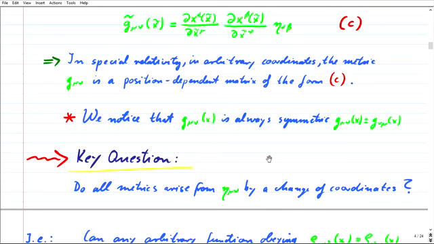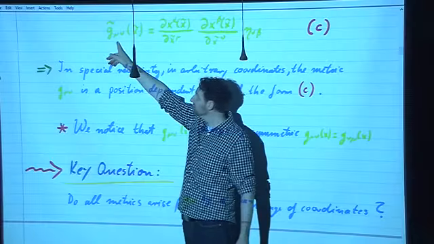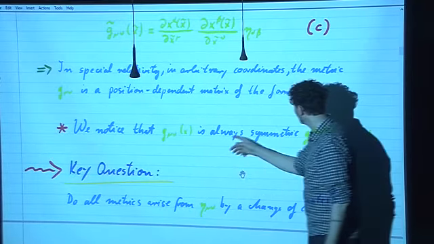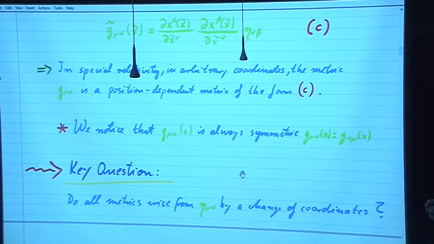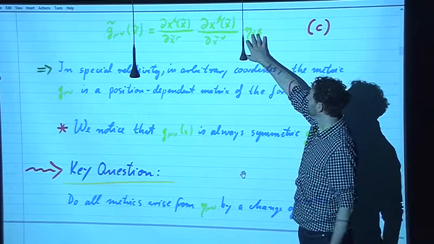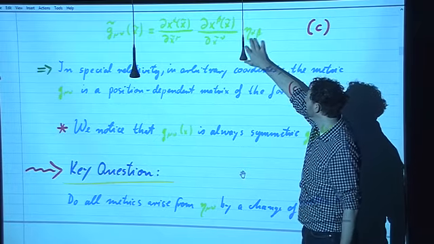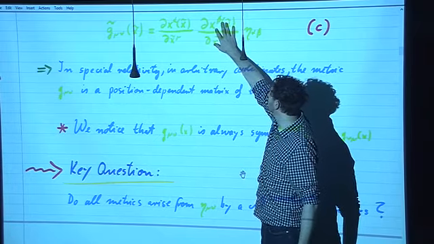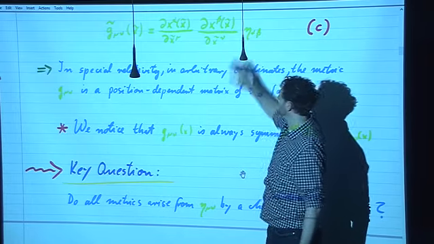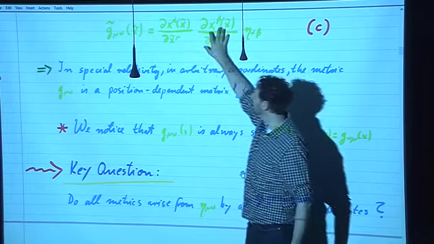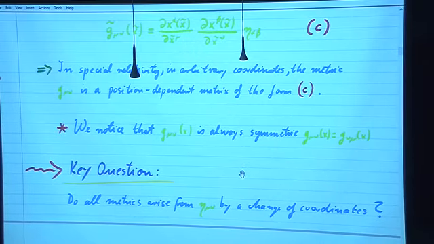However, no matter what choice of coordinates you make, you will always find that the G mu nu is a symmetric matrix. You will always find that G mu nu tilde is G nu mu tilde. And the reason is that this thing starts out symmetric in alpha and beta, and then we multiply the same matrix on the first index, the alpha, and on the second index, the beta. These two matrices are the same, so we preserve the symmetry of it.